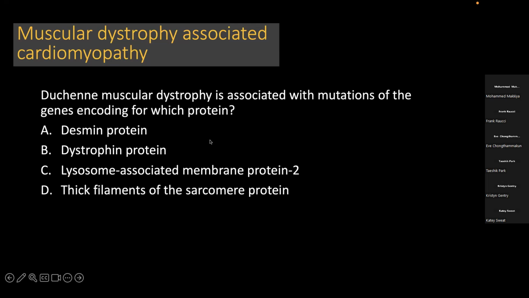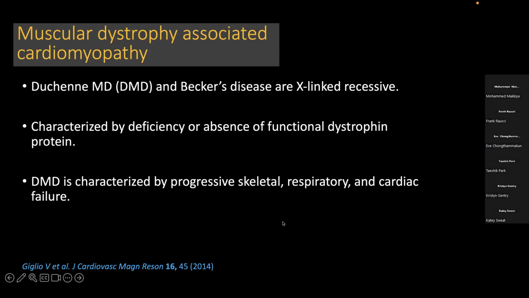And let's see the answer. Yes, dystrophin protein is the main protein affected in those patients. So Duchenne and Becker's disease are X-linked recessive. Becker's disease is a lesser, or milder, degree of involvement. It's characterized by deficiency or absence of the functional dystrophin protein.